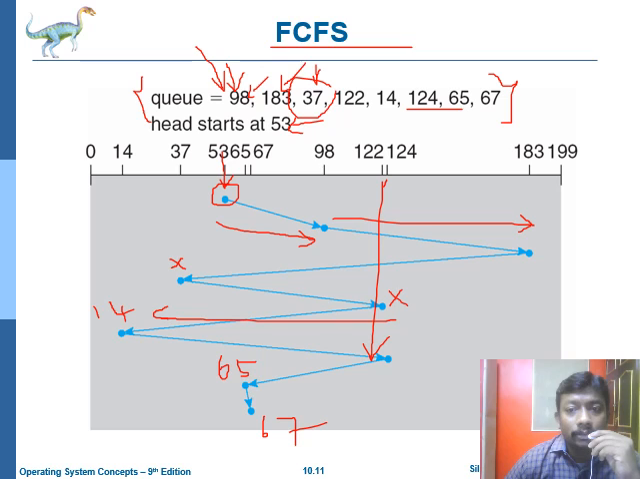This is the input output request queue, which consists of 98 and the other requests. Initially the head points at 53. Whatever input output requests come first have to be served first.